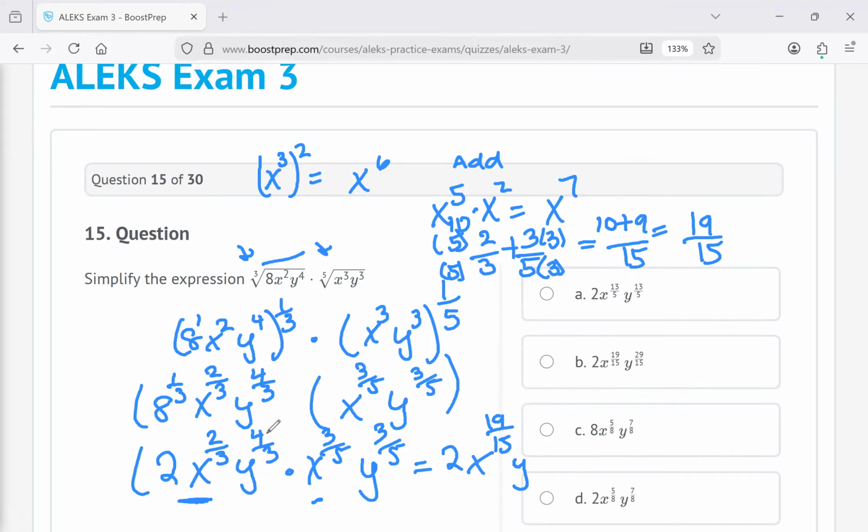And then do the same thing with the y's. So you have 4/3 plus 3/5. The LCD is 15, so multiply this by 3 and multiply this by 5. That's 29 over 15. So it looks like B, right? 2x to the 19/15 and then y to the 29/15.